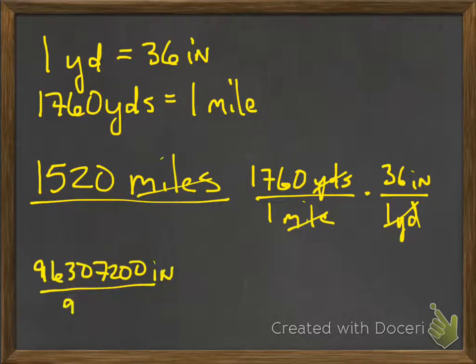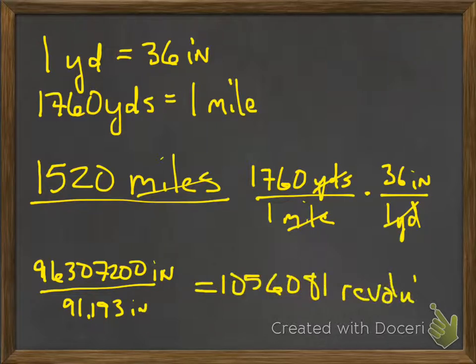that you would have gone 96,307,200 inches. Every revolution is, let's say, 91.193 inches. So if you divide, you find out that your car tire in the 1,520 miles will have gone through 1,056,081 revolutions. Okay, so it will have gone around over 1,000,000 times.